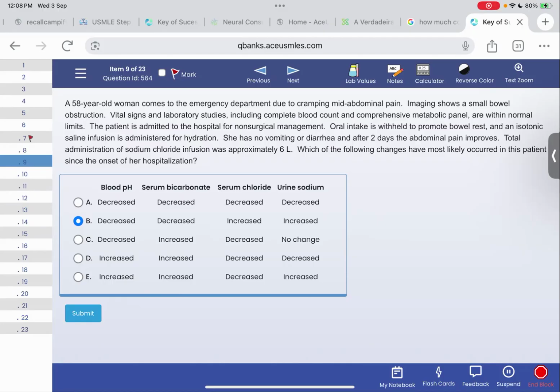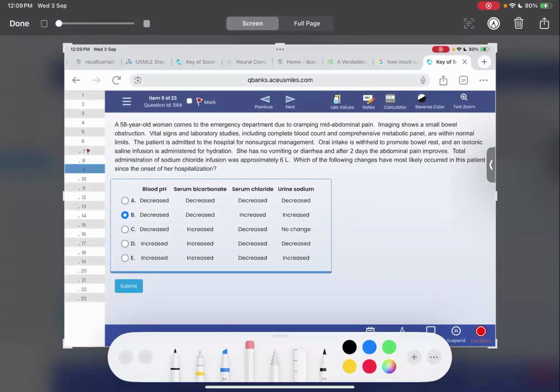So what do you think? What is the problem here? The infusion of the normal saline, normal saline overload. They are infusing 6 liters of normal saline.